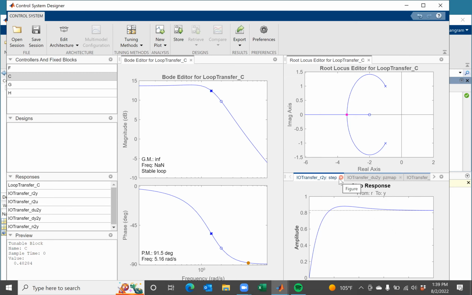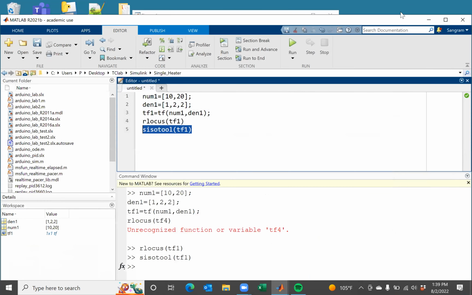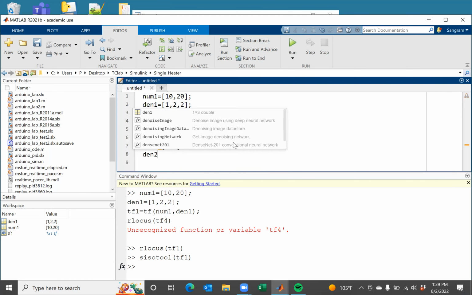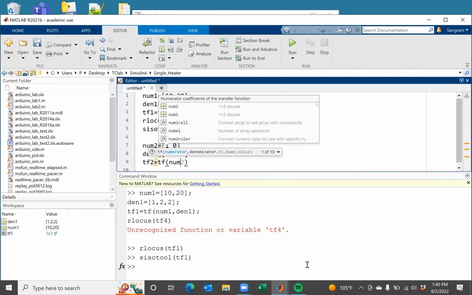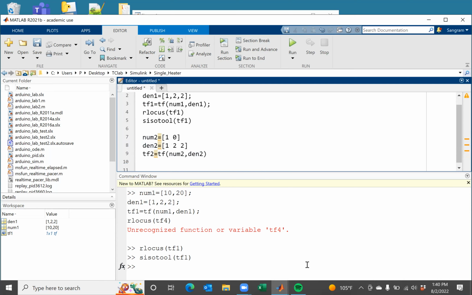Now I want to take one more example. I'm going to go to MATLAB and add num2 is equal to 1, 0. Then den2 is equal to 1, 2, 2. And I would say TF2 is equal to TF of num2, den2. Then sisotool TF2.